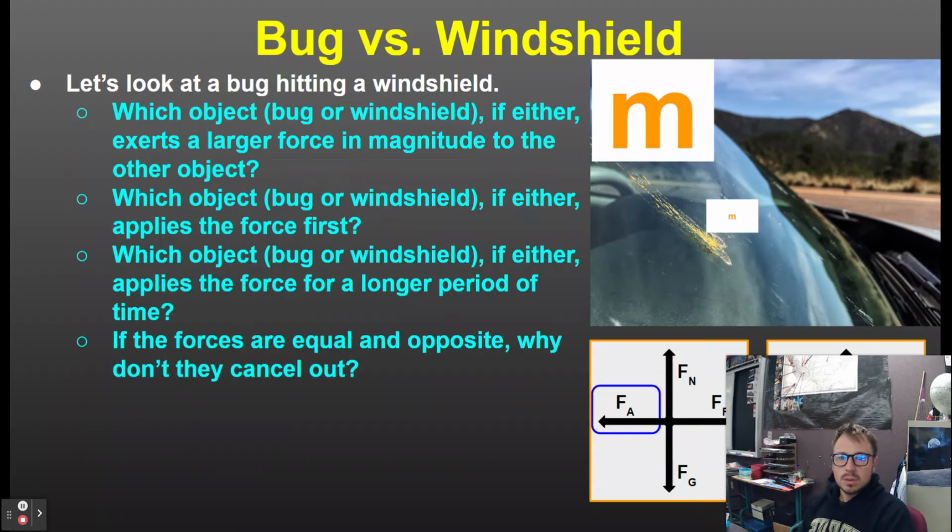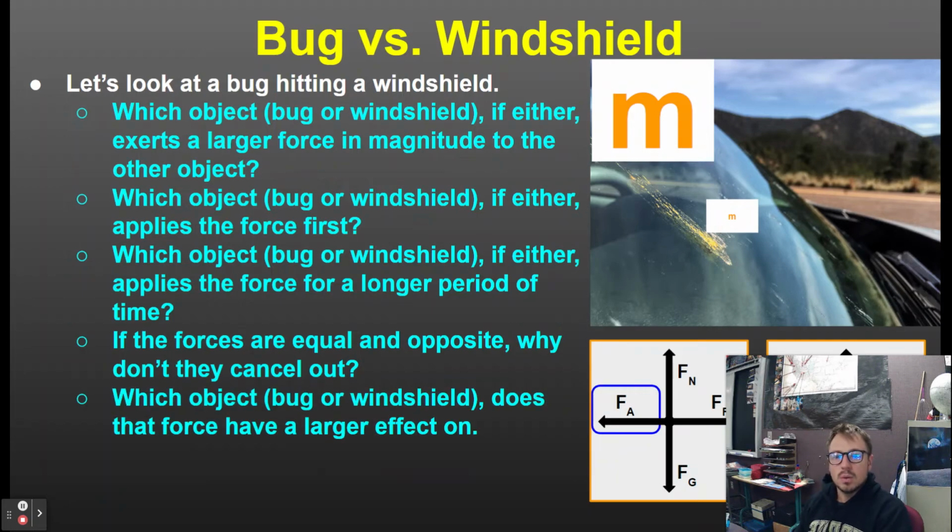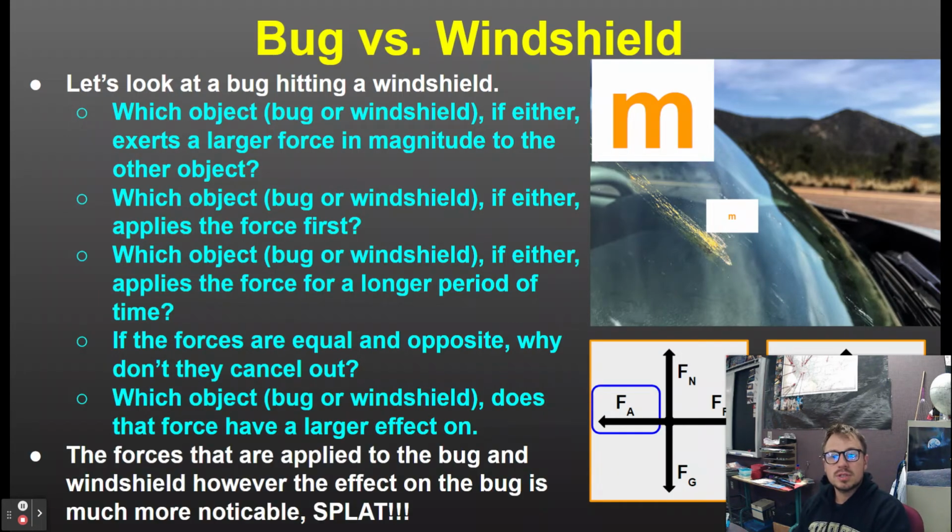Now, if the forces are equal and opposite, why don't they cancel out? Well, the answer is because they apply on two different objects. One's being applied to the windshield, one's being applied to the bug. Which object, the bug or the windshield, does that force have a larger effect on? It's going to be the bug. The forces that are applied to the bug and windshield are equal. However, the effect on the bug is much more noticeable, and you can see that in the splat.